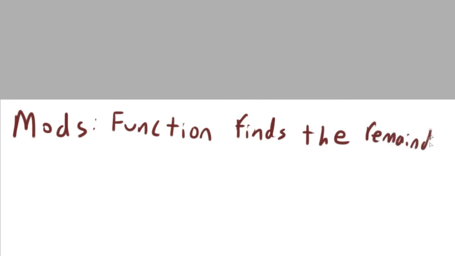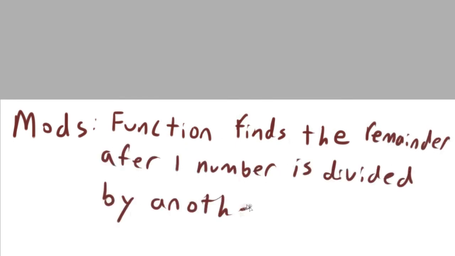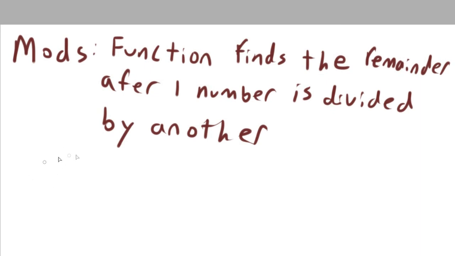So I'm ready to give the definition of mods now. Mods is a function that finds the remainder after one number is divided by another. It's basically a function that finds the remainder for you. Before we move on any further, I'm going to talk about different syntax. I want this to apply to both my GameMaker and my Java tutorials, and the syntax is different for both programming languages.